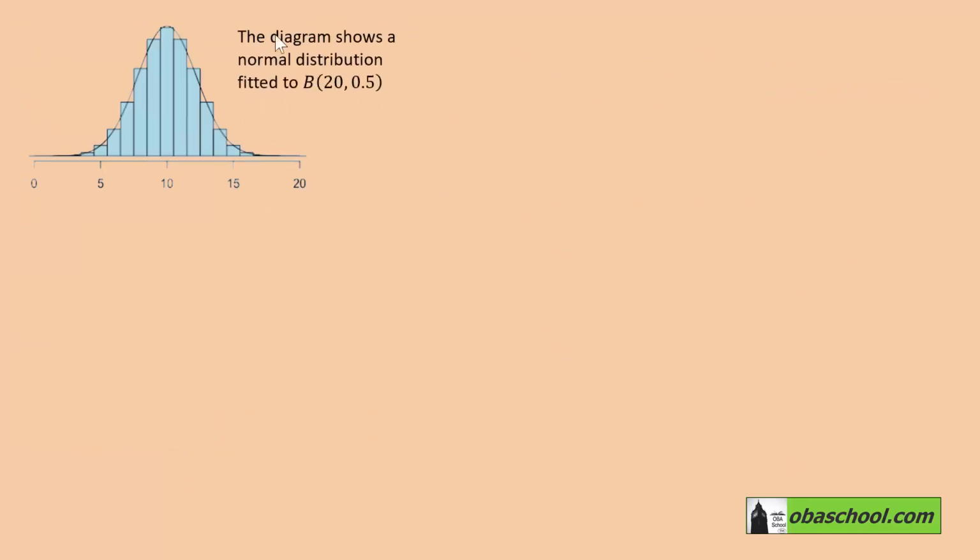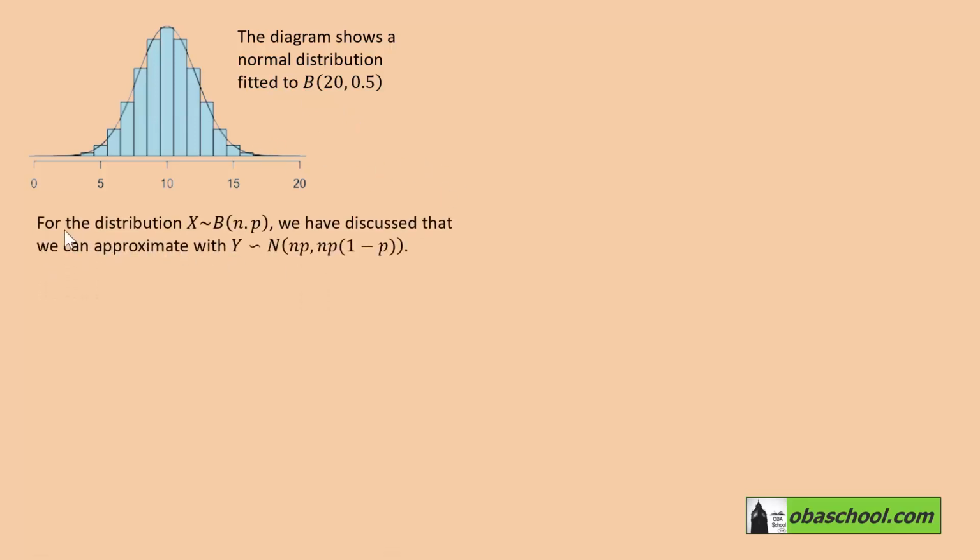The diagram shows a normal distribution fitted to a binomial 20, 0.5. For the distribution, x follows a binomial with n trials and probability of success p, we have discussed that we can approximate with y, a normal with parameters np and np(1 minus p).